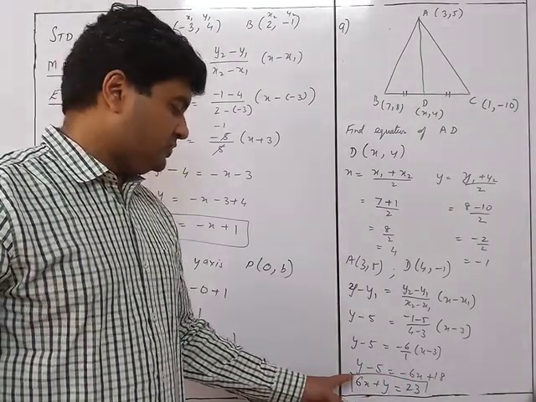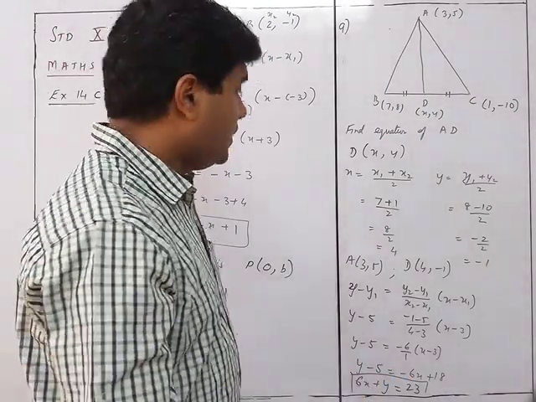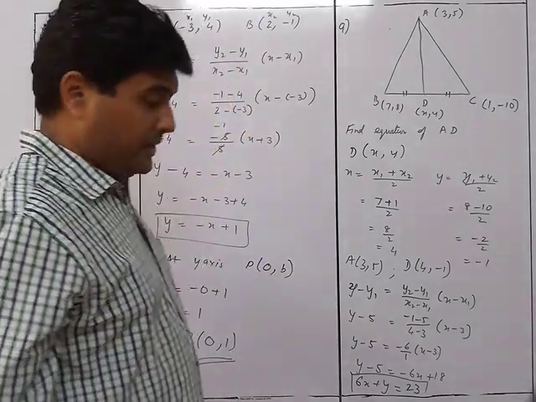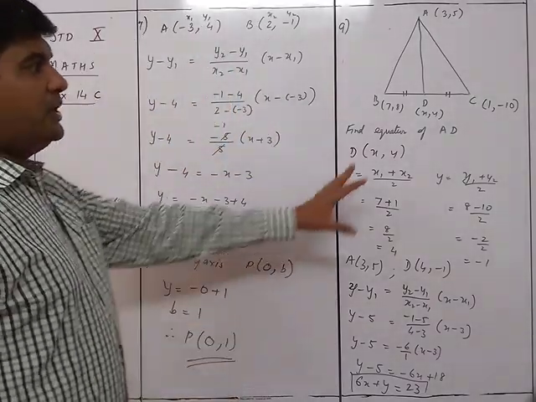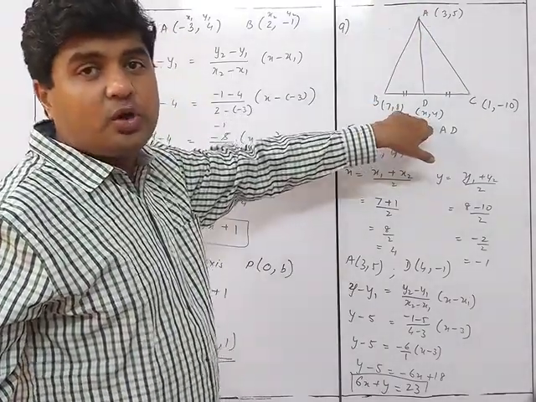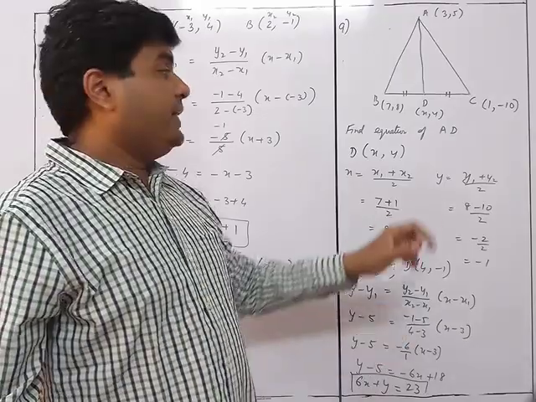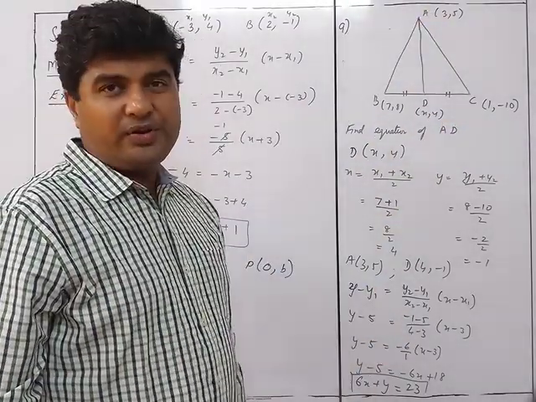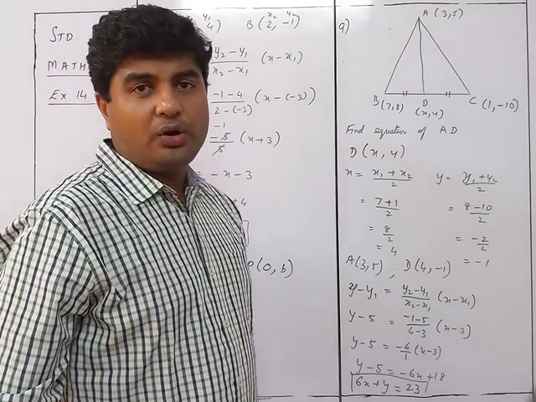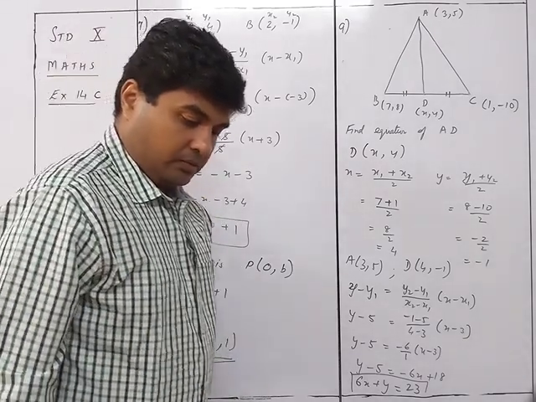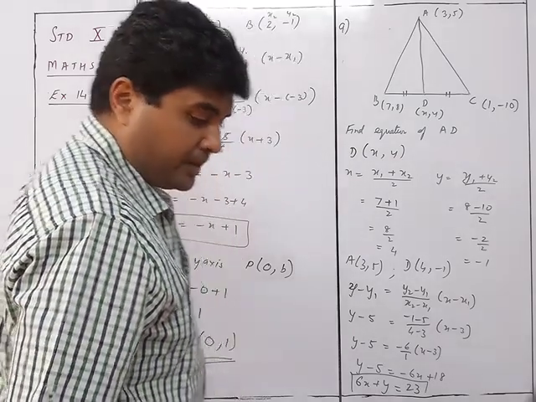The 6x comes here, so it will be 6x plus y is equal to 23. That will be the answer for sum number 9. Is it clear? So here we had to first find out the point D, which was the midpoint, and then you had the two-point method to find the equation of the line, which is the median AD. Got it? We move further to sum number 11.